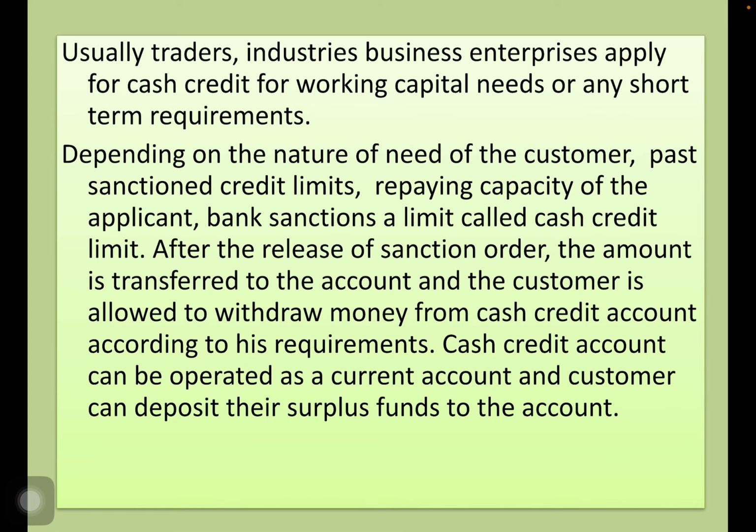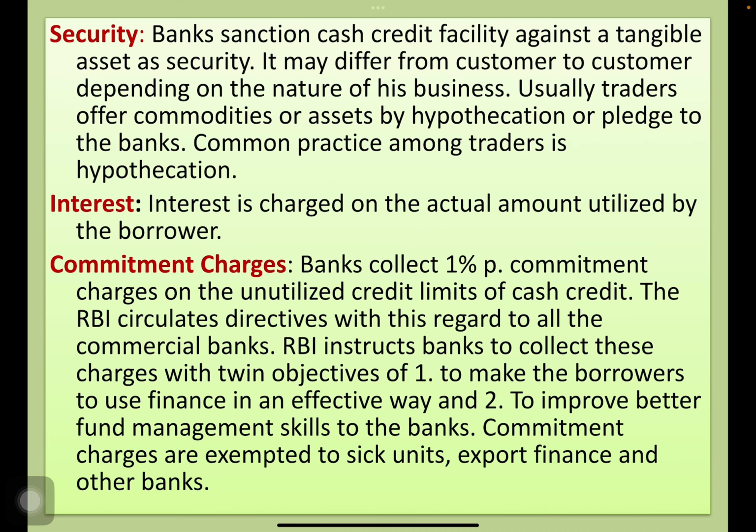Depending on the nature of need of the customer, or their already sanctioned limits, or the repaying capacity of the customer, the bank sanctions the limit called the cash credit limit. After the release of the sanction order, the amount is transferred to the account and the customer is allowed to withdraw money from the cash credit account according to his requirements. A cash credit account can be operated as a current account and the customer can deposit their surplus funds to the account.